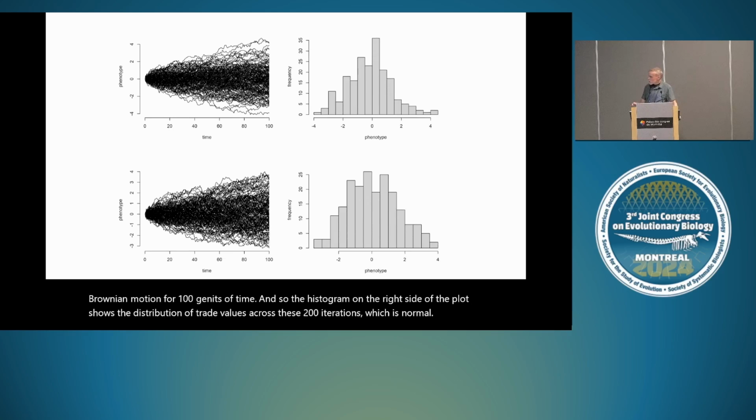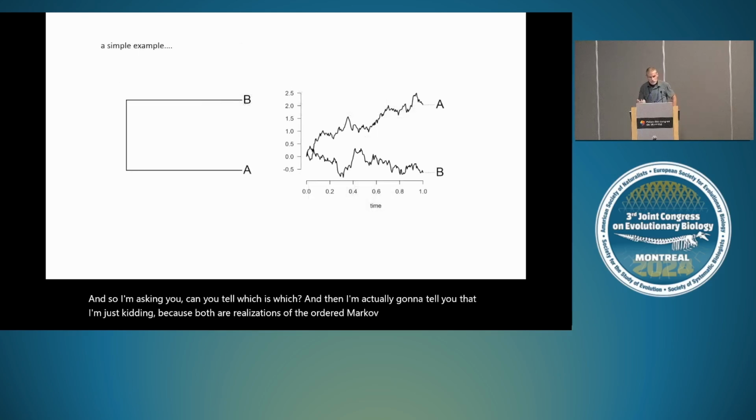And now for comparison here, I have a Brownian process and an ordered symmetric equal rates Markov chain in which the states of the chain are quantitative values of the phenotype. And so I'm asking you, can you tell which is which? And then I'm actually going to tell you that I'm just kidding, because both are realizations of the ordered Markov chain.